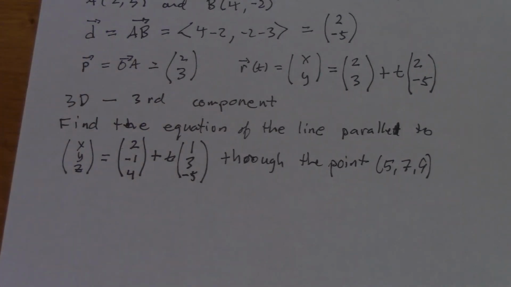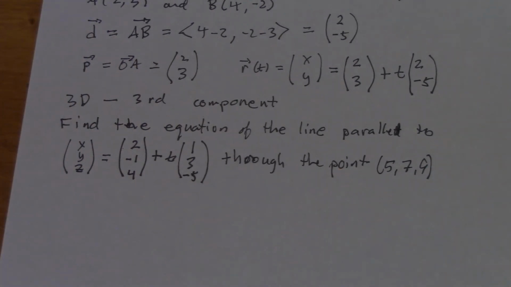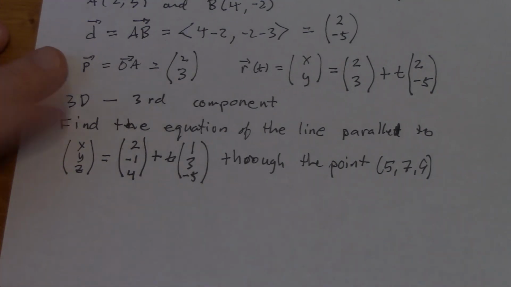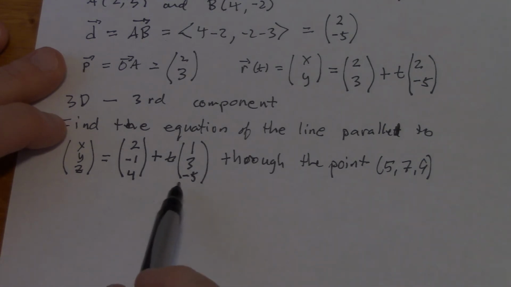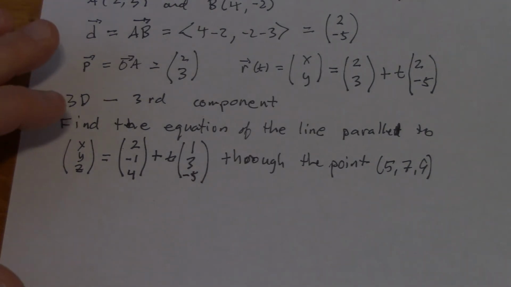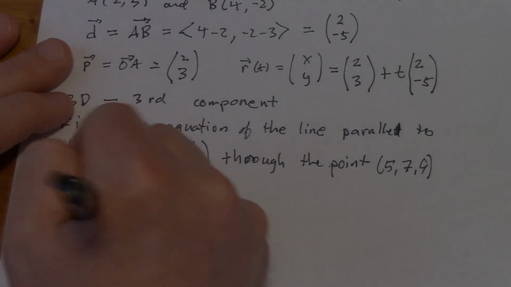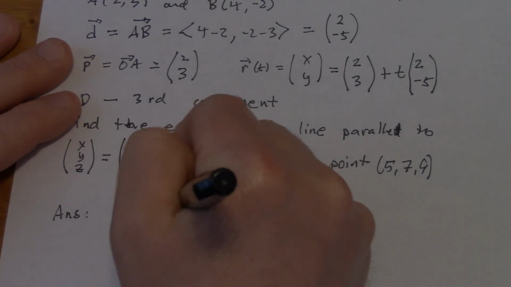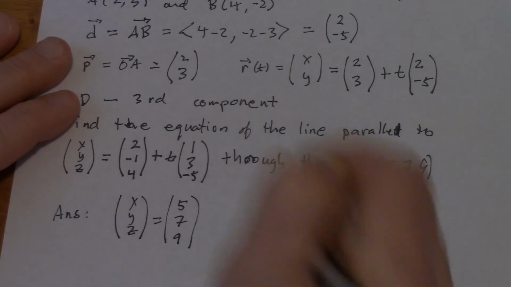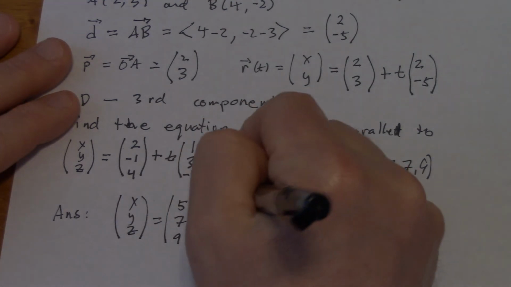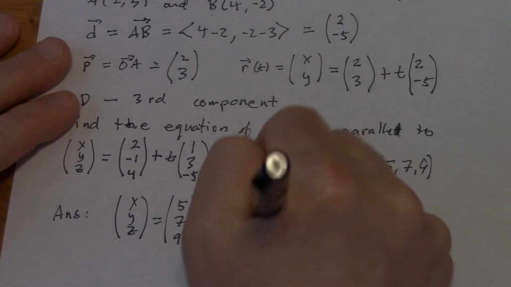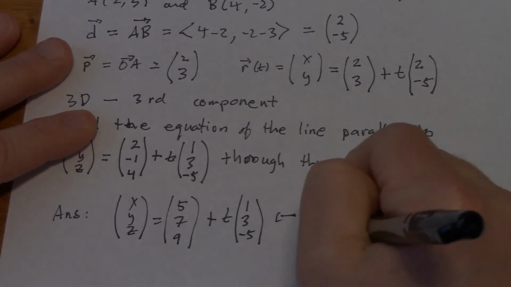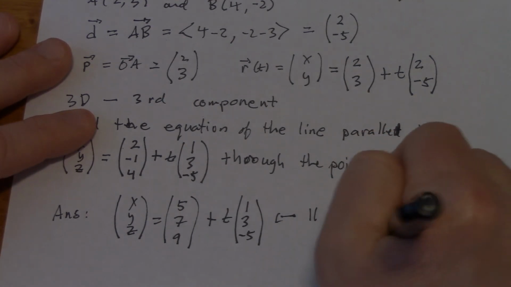That's the question, and this is really straightforward. We know the point on the line, and we know the direction vector or the velocity vector. It's parallel to this line, so we might as well just use the same. Any scalar multiple of this velocity vector would work, so we're just going to multiply times 1 because that's the easiest. So my answer here is that (x, y, z) equals (5, 7, 9), that's the point on my line, plus t times (1, 3, -5). And notice parallel, so in IB speak, same velocity vector.